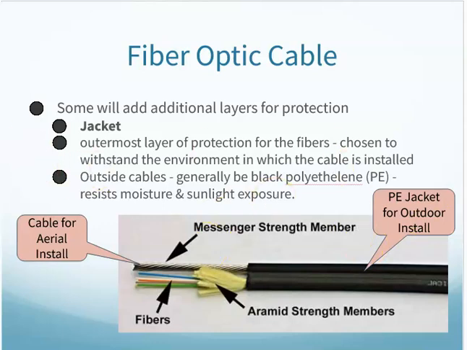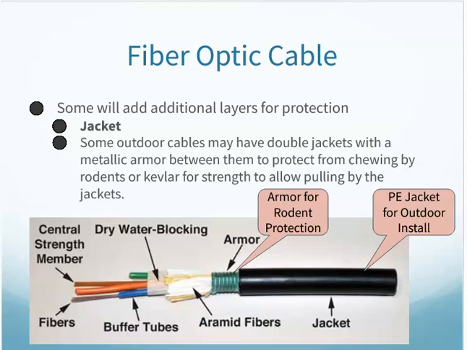So that jacket is there for protection of the fiber, protection from the elements, and so forth. In some cases, the jacket is there for water blocking if we're installing it underground, burying it underground. And in here, there might be an additional layer of armor if we're burying underground with a rodent issue, things that are going to chew through the fiber.